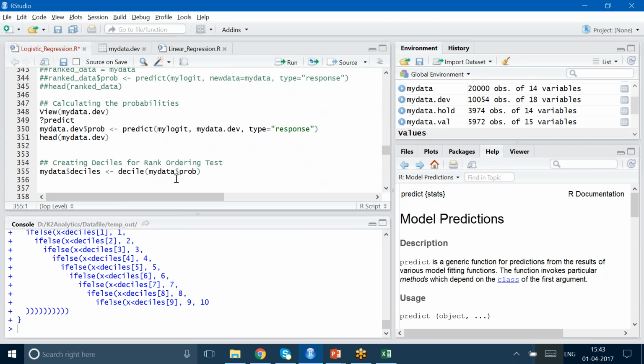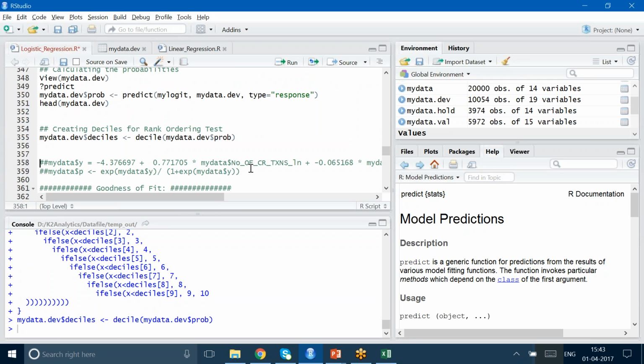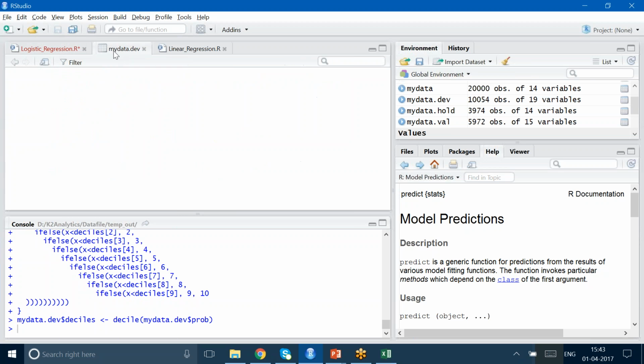Because my deciling has to be on the probability column. And we are working with the dev sample, so I'll just put it dev. Okay. So I'm doing the decile. The moment I do decile, let me quickly show the data also. Okay, the data is here.